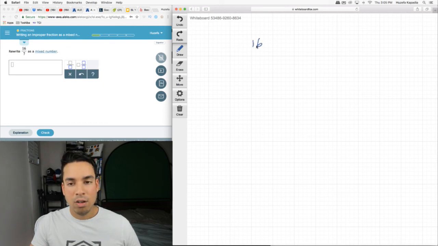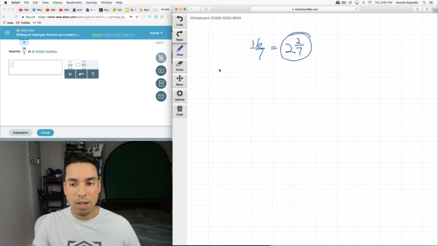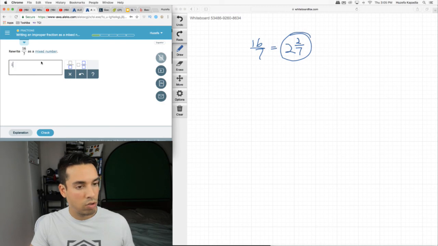Rewrite 16 over 7 as a mixed number. How many 7s can we pull out of 16? We can pull out 1 and 2, which is 14. So we can pull 14 out of 16. What's left? Well, we've got 2 left. 2 out of what? That original fraction, our original denominator, 7. So this is 2 and 2 7ths.